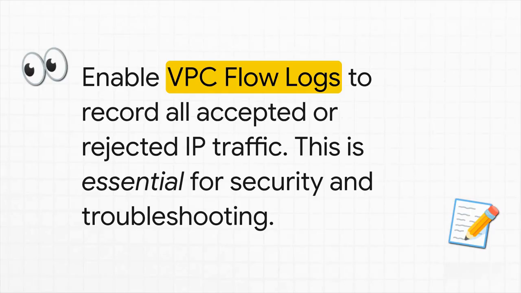Of course, building walls is one thing, but you also need to see what's happening at your gates, right? You need guards in the watchtower. That's exactly what VPC flow logs are for. When you turn these on, you get a detailed record of all the IP traffic that's being accepted or rejected by your network. This is absolutely essential for troubleshooting issues and, more importantly, for investigating any security incidents.